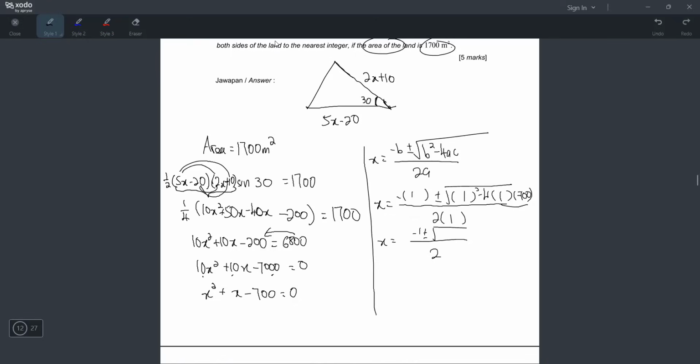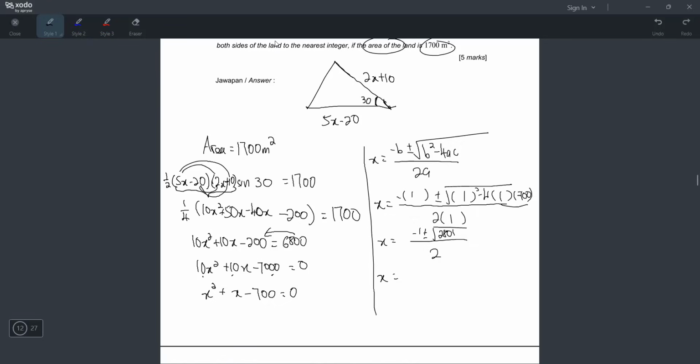Okay, my calculator gives me 2801, right? 2801. So now what is the next step? This plus minus means you have to split into two answers. One is negative 1 plus square root 2801, divided by 2. And another one is the same thing, but I have to minus. Now let's press negative 1 plus square root 2801, and then equal, and then answer divided by 2.